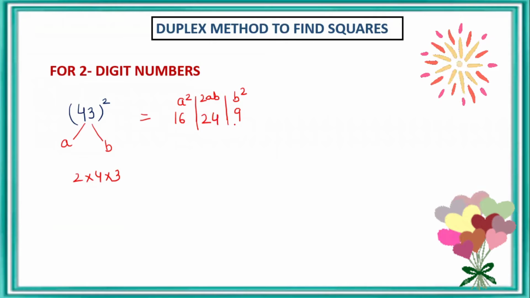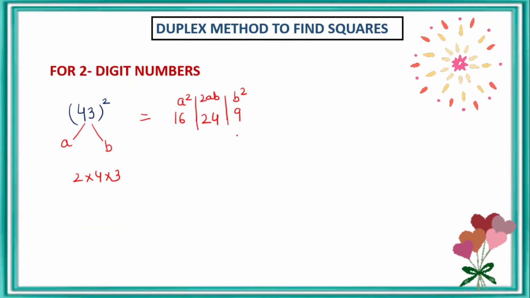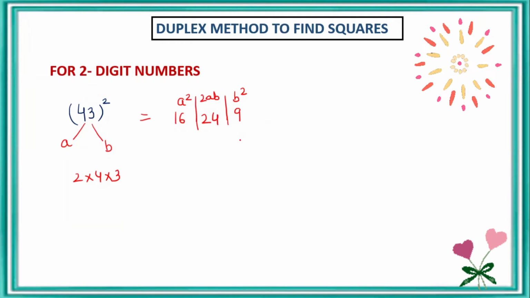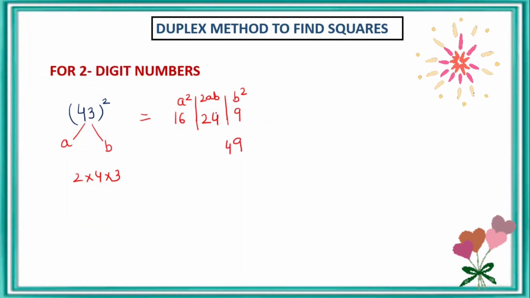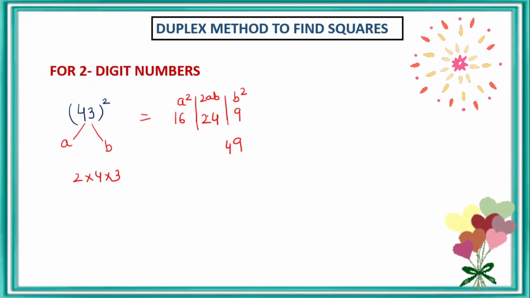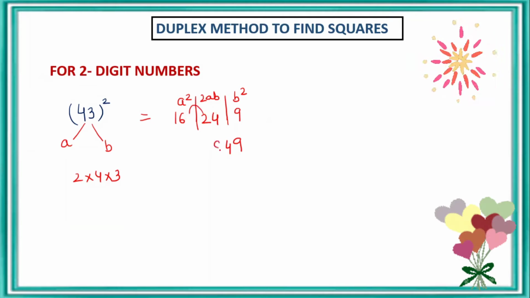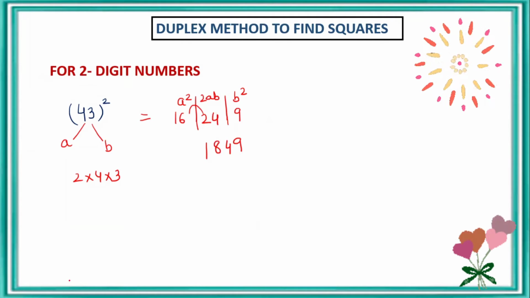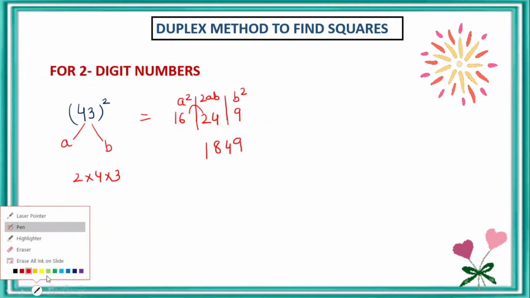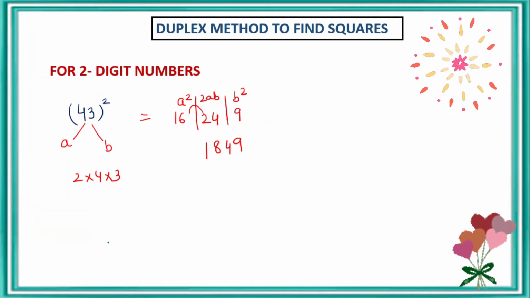And now pick one digit at a time, start from right and write the final answer. So from this side take 9, this side 4. Now because in the middle there are two digits, shift one digit to this side. So 6 plus 2 is 8. So the answer will be 1849. Let's take one more example to find a square of a two-digit number.